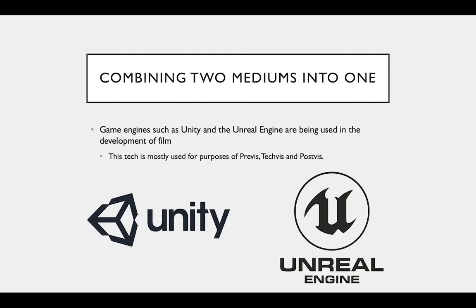So, today we're going to talk about two game engines specifically. One is the Unity engine, and one is the Unreal engine. These engines were originally used for real time applications such as video games. The two engines are being implemented at various stages of the filmmaking process. Mostly they're contributing to pre-visualization, tech visualization, and post-visualization.